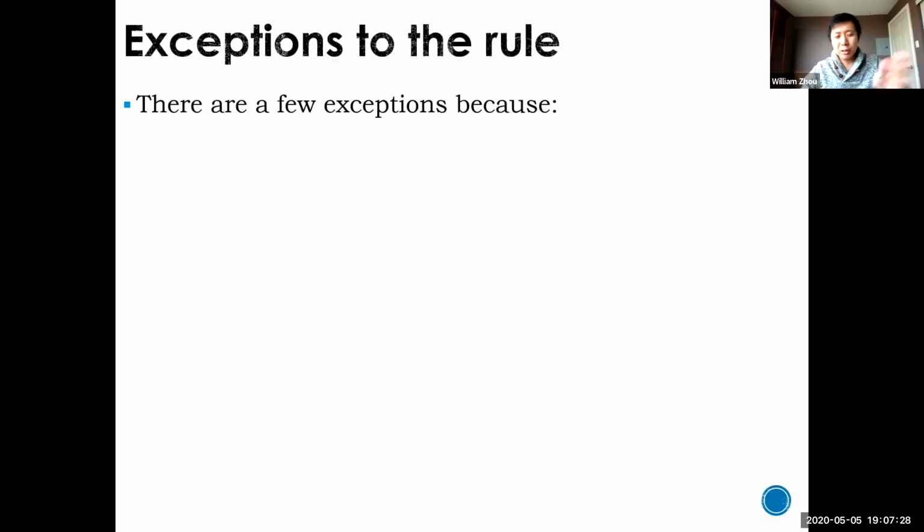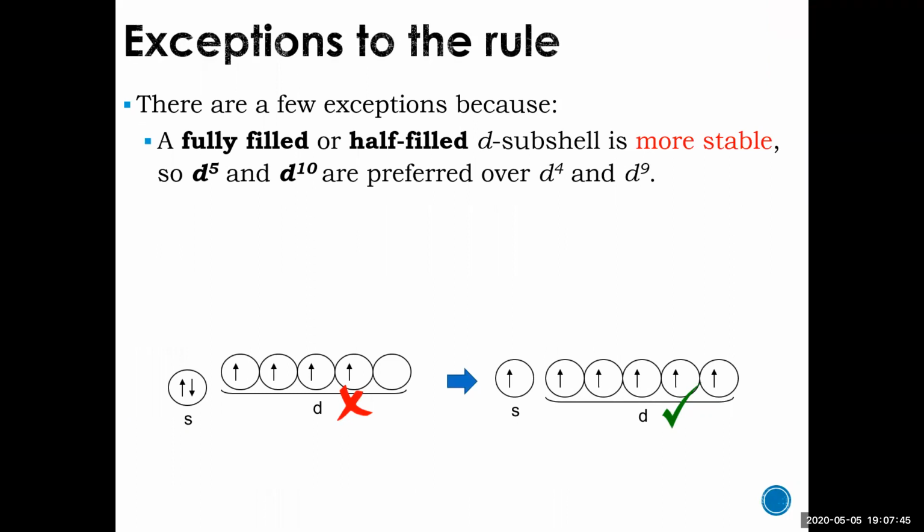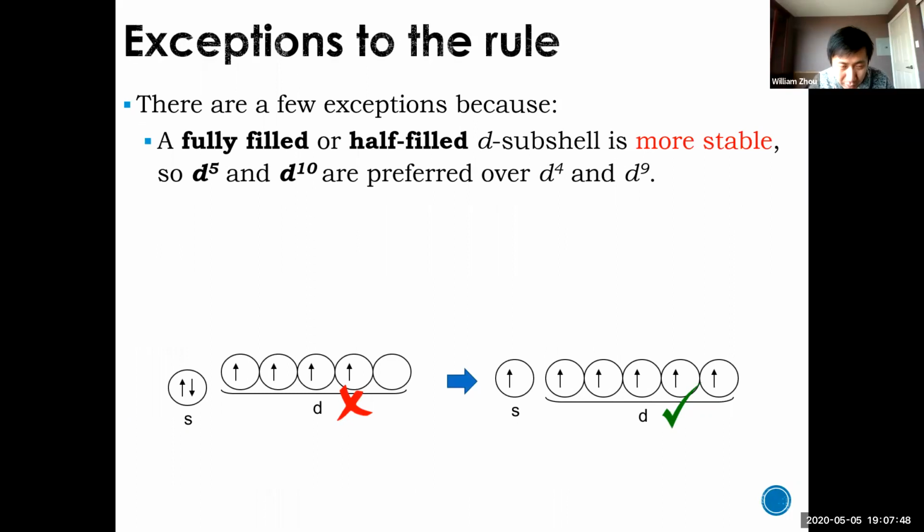All right, so that was the normal ones, okay? But there are many exceptions to the rule, and we're only going to learn one kind of exception. This is the exception that we're going to learn. If you have a fully filled or half-filled D subshell, that means you have a D5 and a D10. D5 means you filled it halfway. D10, you completely filled the D shell. This is actually very stable. This is more stable than D4 and D9. So you prefer the D5 over D4 and the D10 over D9.